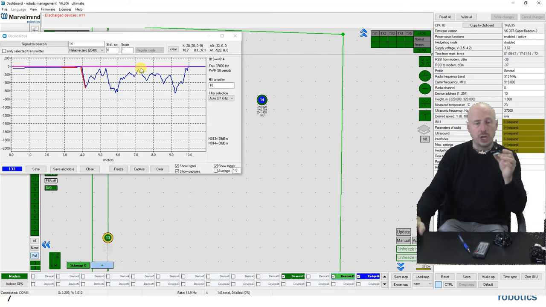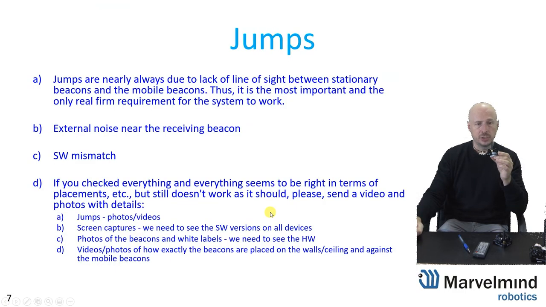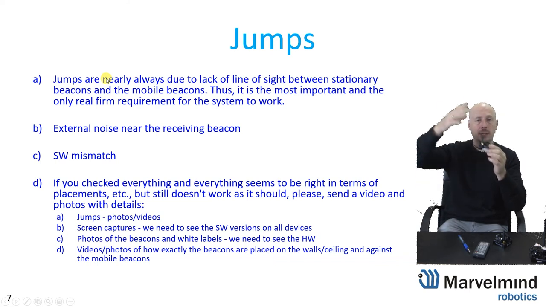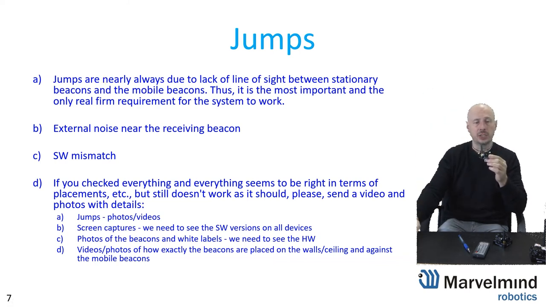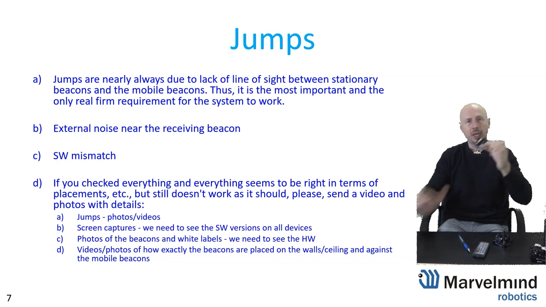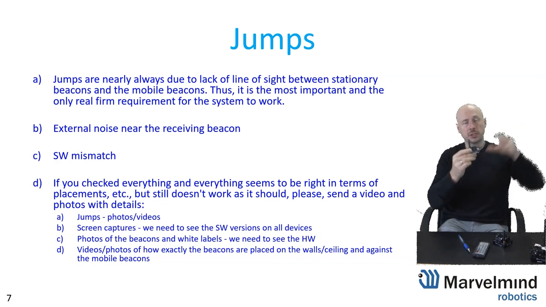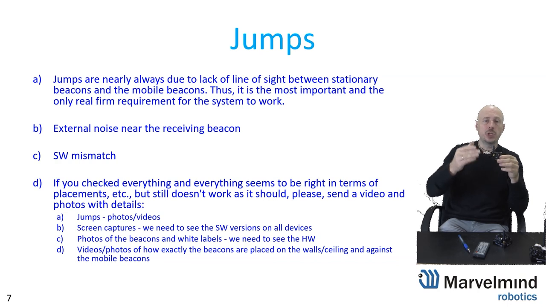It will be jumps. So when you see the jumps, it's most likely jumps due to bad line of sight. It's like 95%. But the remaining could be due to external noise next to the listening beacon. In inverse architecture, it's the mobile beacon. In non-inverse architecture, it's the station beacons. So this is basically why you can choose this.